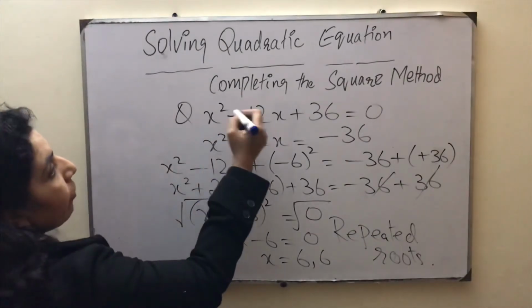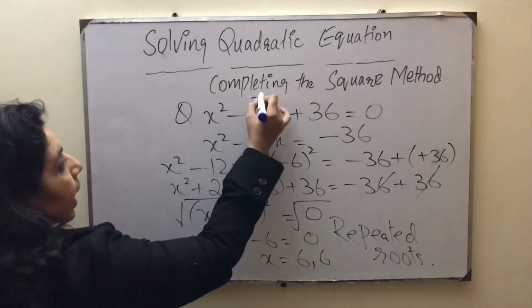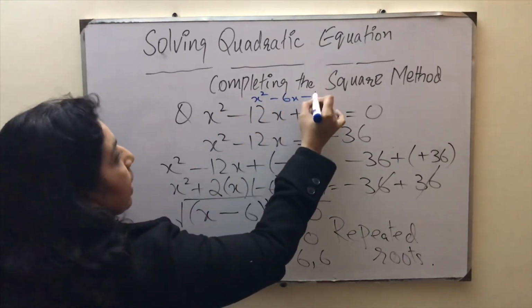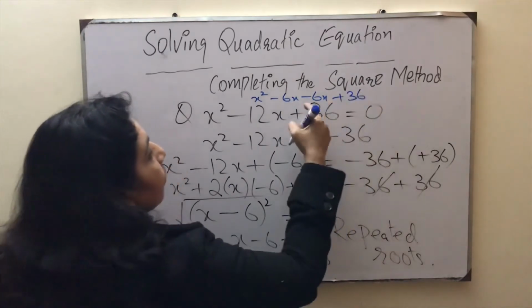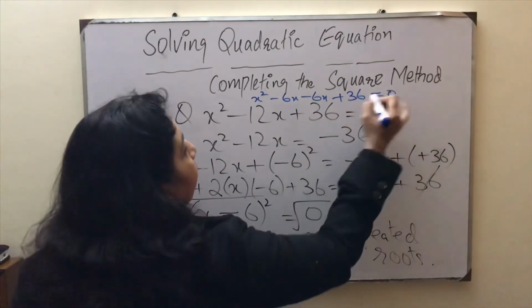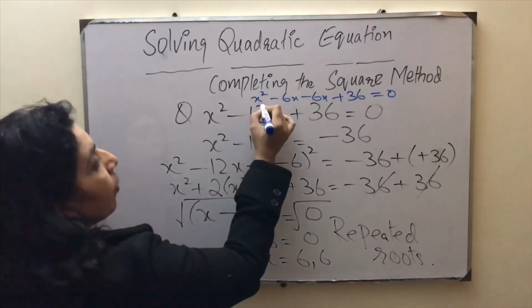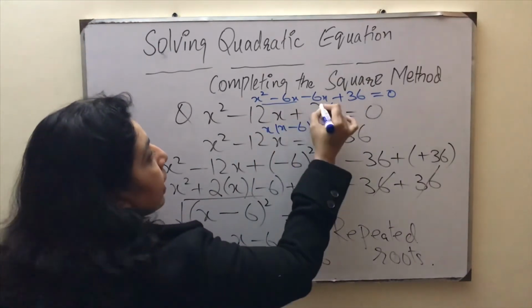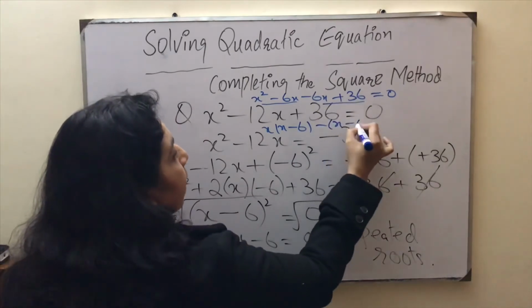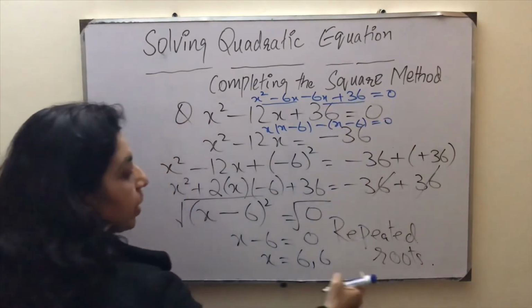Yes, you can apply the factorization method on it, like x square minus 6x will give you minus 12x, and when you multiply you will have positive 36. From this pair take x common, from this pair take x minus 6 common, and you get x minus 6, and both roots are positive 6.